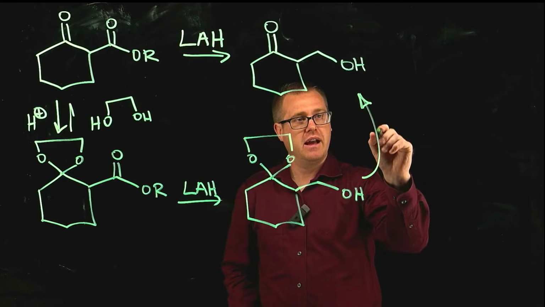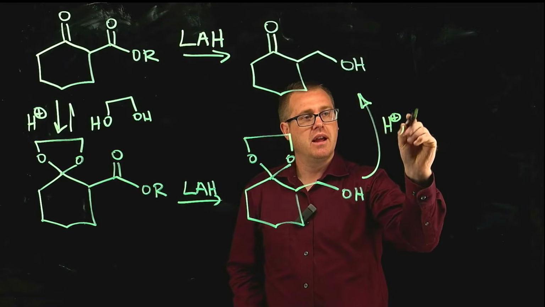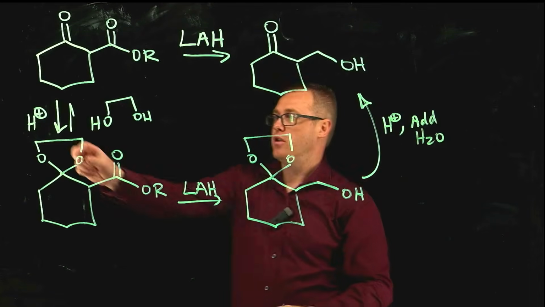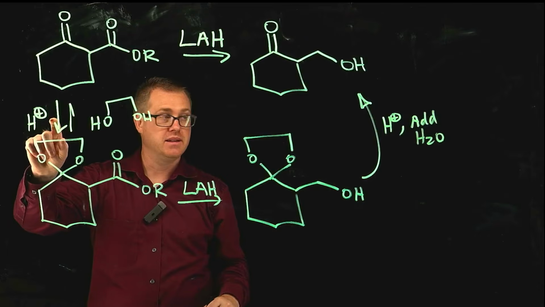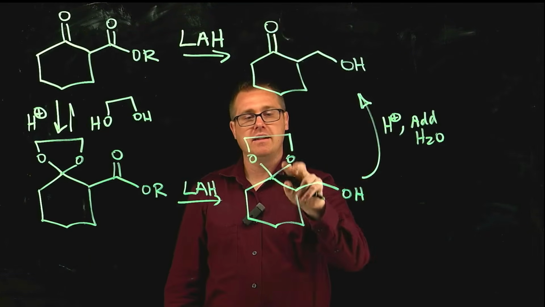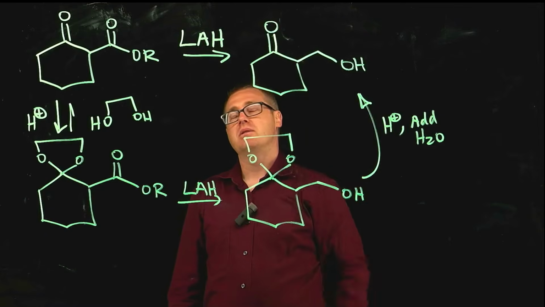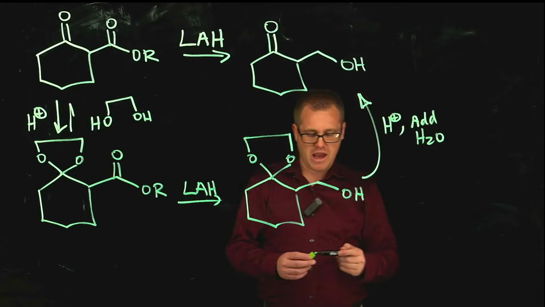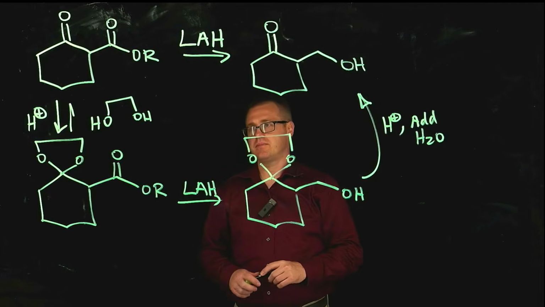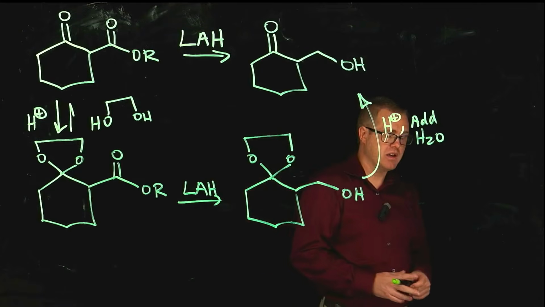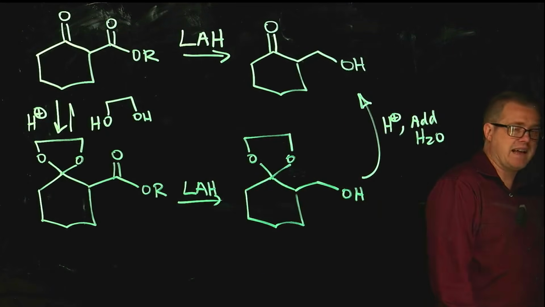And how do you do that? You add a little bit of acid, and then you add water instead of removing water in this step. When you add water and a little bit of acid, that pops off, tacks on our ketone back, and boom, you have our product. So that's a major use of acetals and ketals.